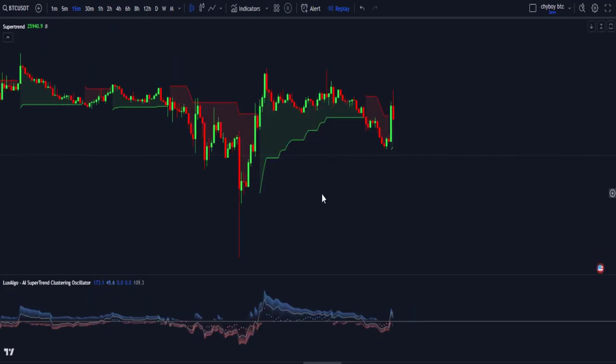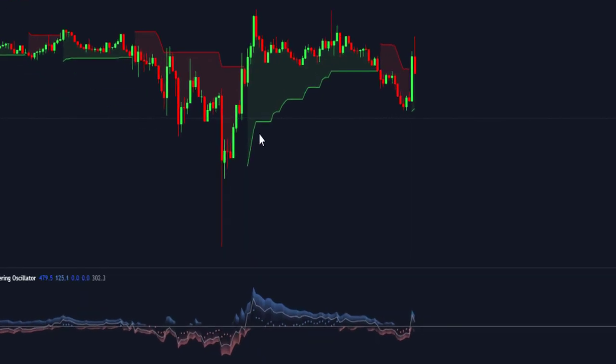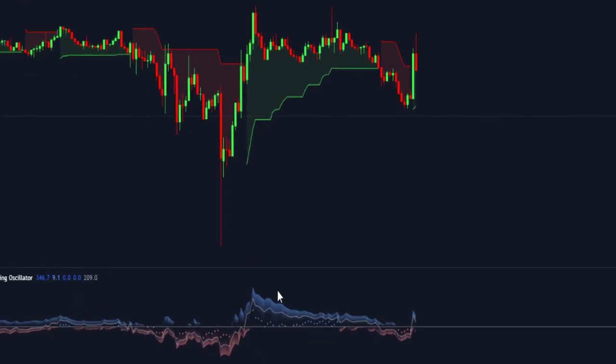Let's see how to enter a buy trade. We are on the same BTC USDT on 15 minutes time frame. We see that price is on uptrend, identified by the both indicators. Suddenly we see that AI super trend clustering oscillator has crossed below the zero line, but this cross is not deep, and it didn't last long to cross back above the zero line.